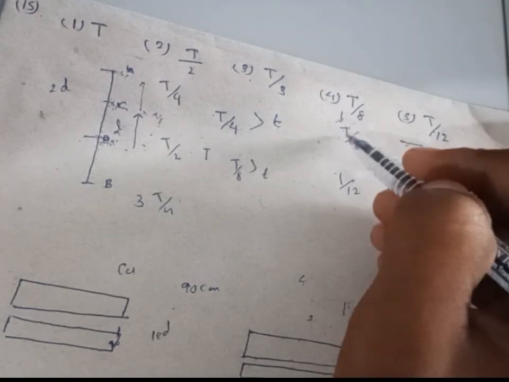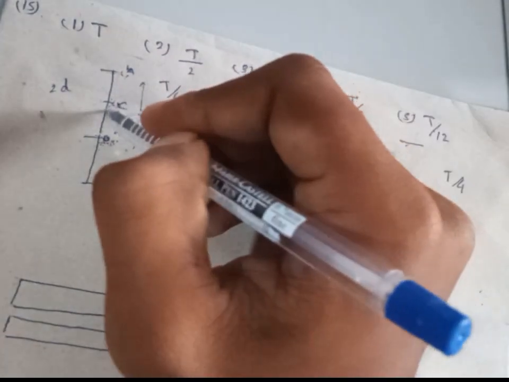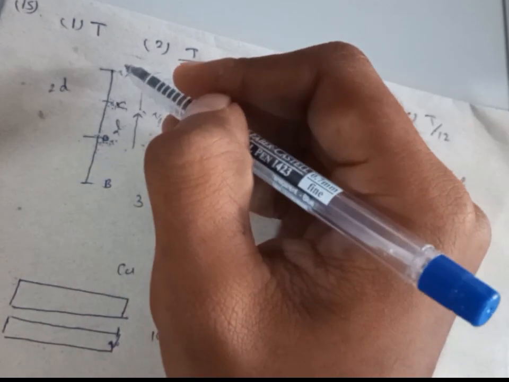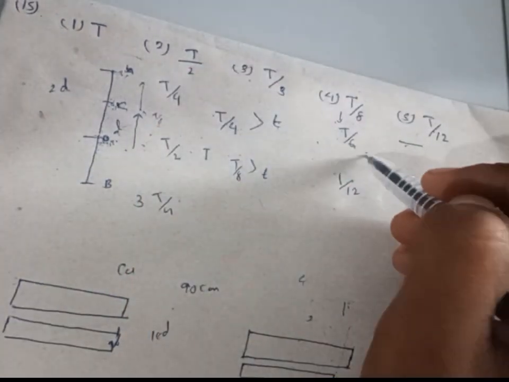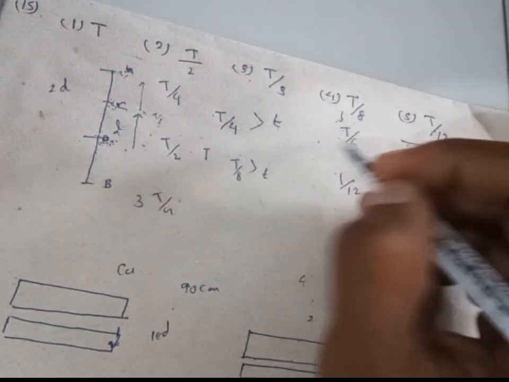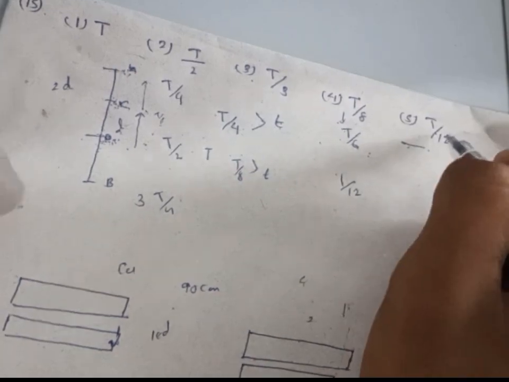So it has to be T by 6 from C to A. So O to C if it is T by 12 and C to A if it is T by 6, addition of T by 6 with T by 12, you're going to get T by 4 anyways. So our answer for the first one is answer number 5.